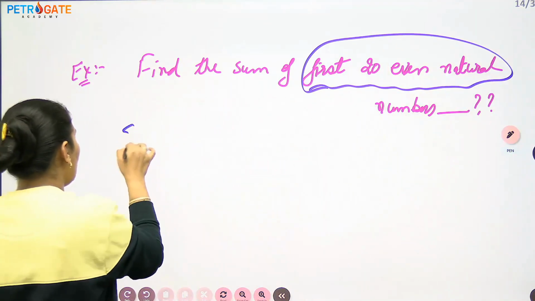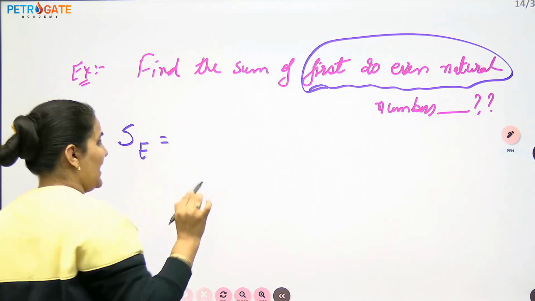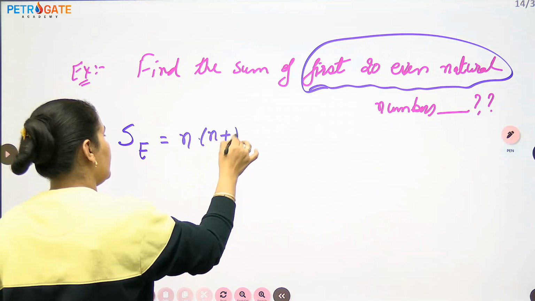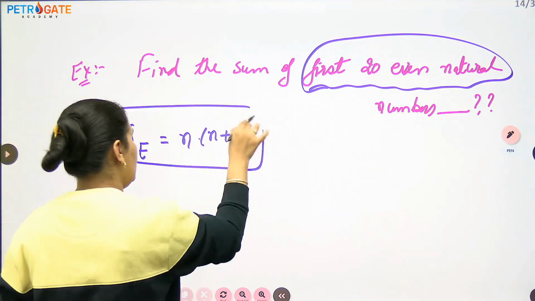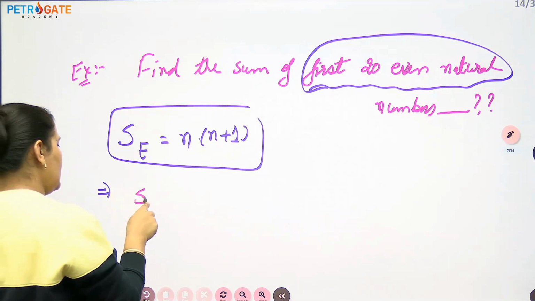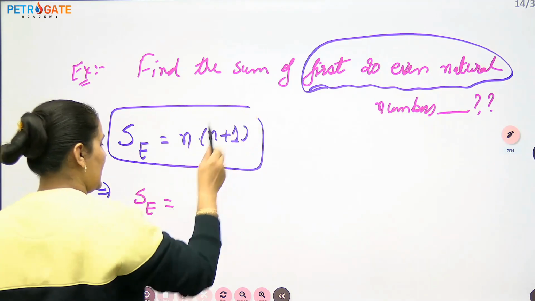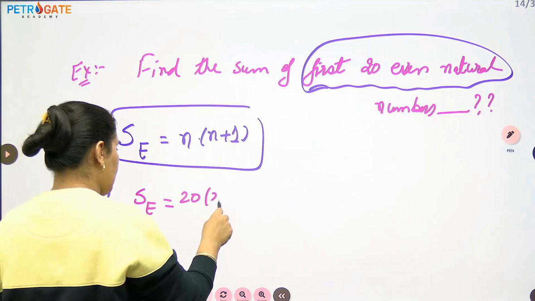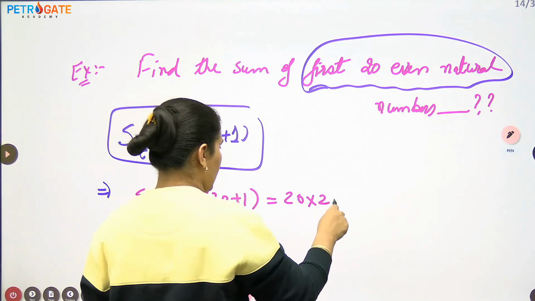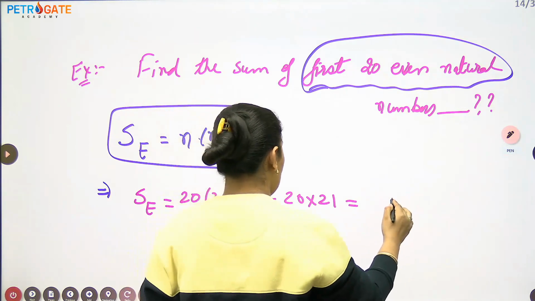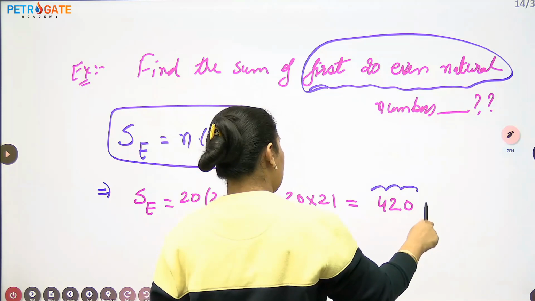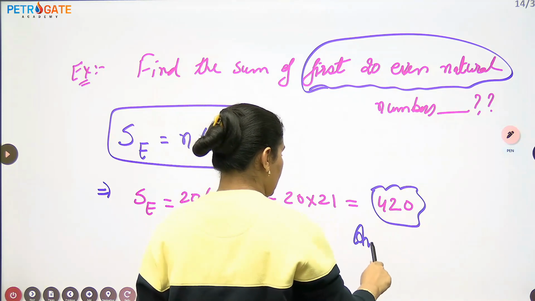Now we know the formula, that the sum of first n even natural numbers is n into n plus 1. When we approach here, n is 20, so it is 20 into 20 plus 1, that is 21. So we get 20 into 21, which gives me 420. So my answer will be 420, my dear students.